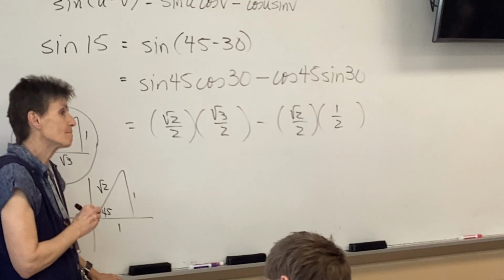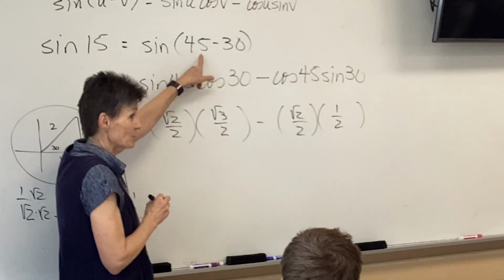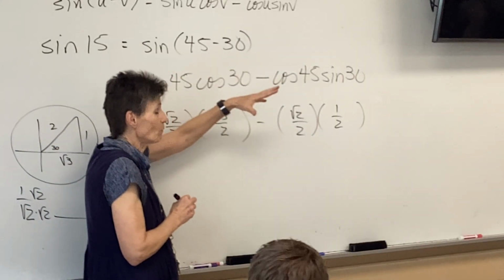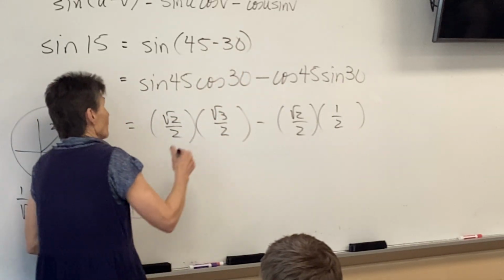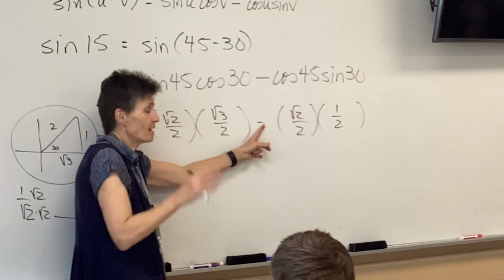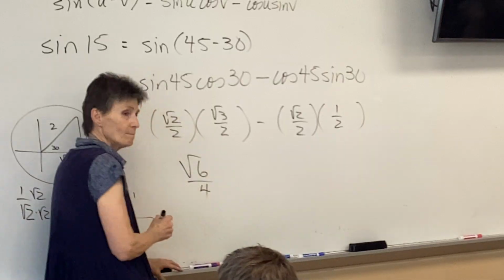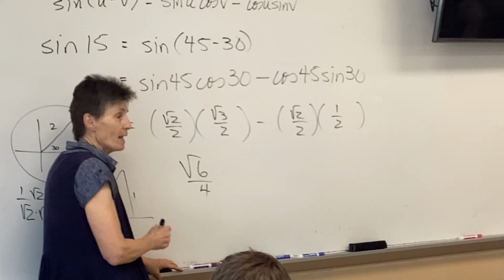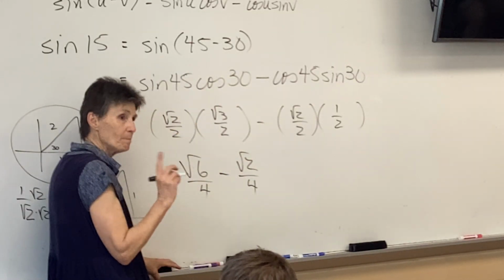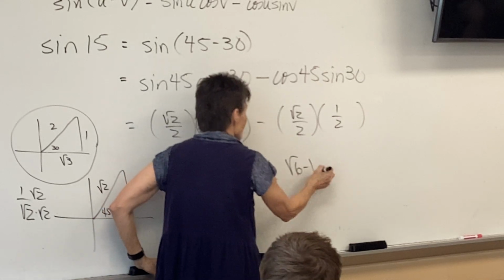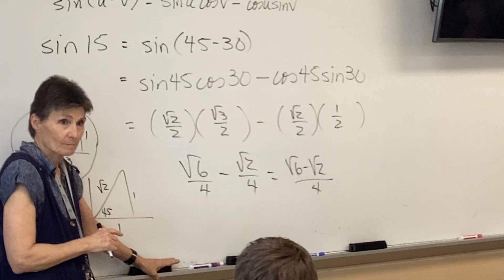So when it says U and V, U is always the first one. It won't always be 45 and V 30, but U is always the first one. U minus V. All right, now, see this minus right here? Nothing's going to cancel, okay? I'm multiplying these together, so I get root 6 over 4. And I'm multiplying these together, and I get root 2 over 4. They don't combine. I can write them as one fraction because they have the same denominator. And that's my answer.